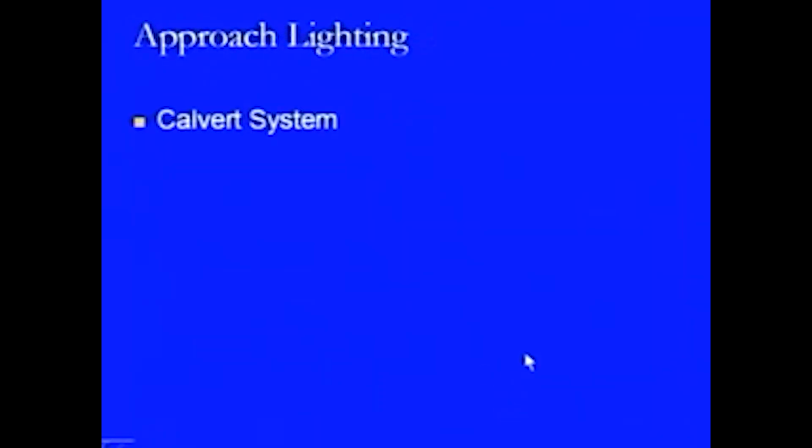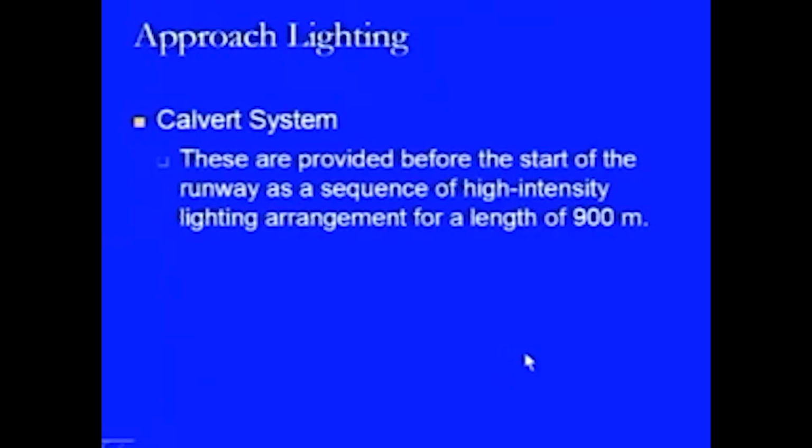Now, we look at the approach lightings. In the case of approach lightings, we have different systems of providing them. One such system is the Calvert system. In the case of the Calvert system, the lightings are provided before the start of the runway as a sequence of high intensity lighting arrangement for a length of 900 meters. So, this is the way the lights are provided.